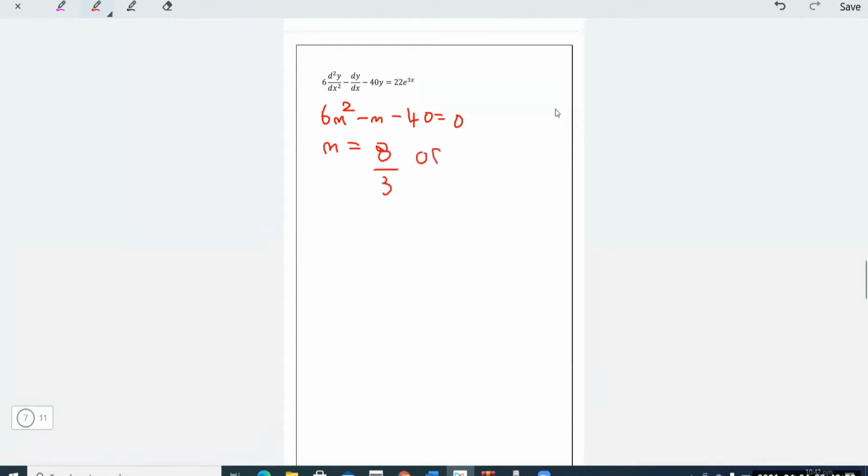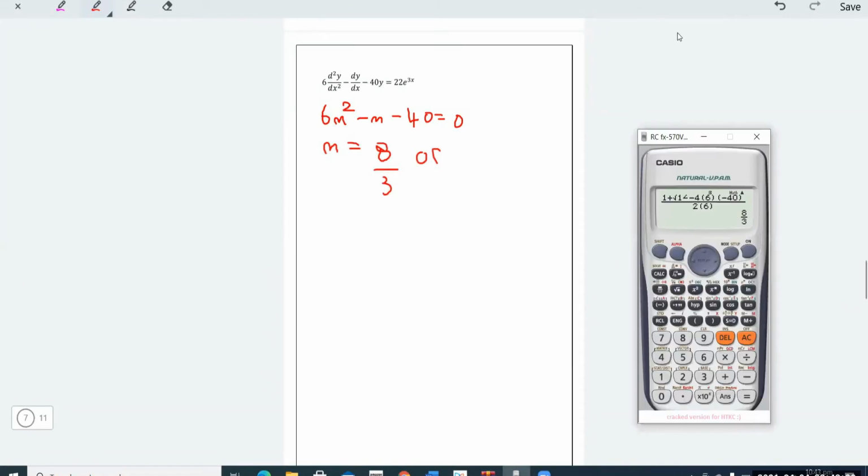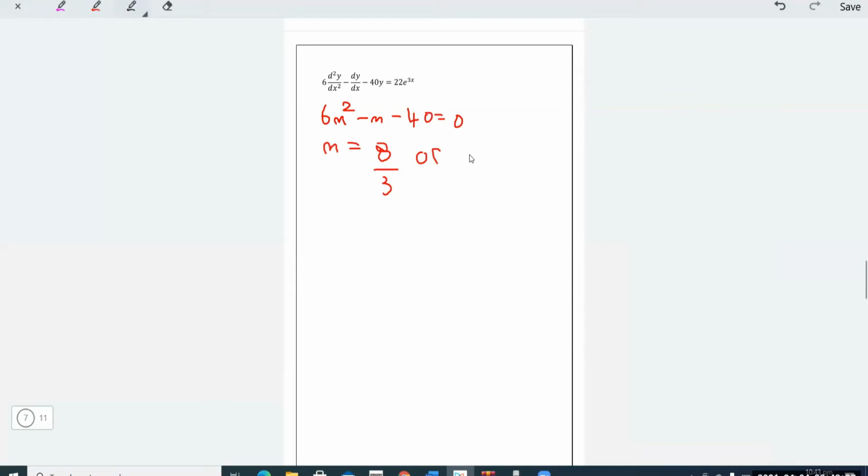Let's look at the next possibility now. To get the next possibility, what we need to do is go back into this calculator right here and change this to a minus. So we're going to change this to a minus and see what we get. Minus 5 over 2. So that's the next possibility for m, minus 5 over 2. Of course, we could have factorized it, but I just couldn't bother.